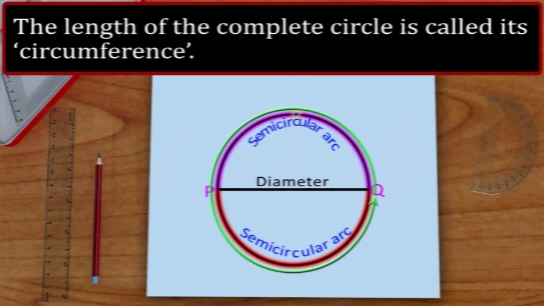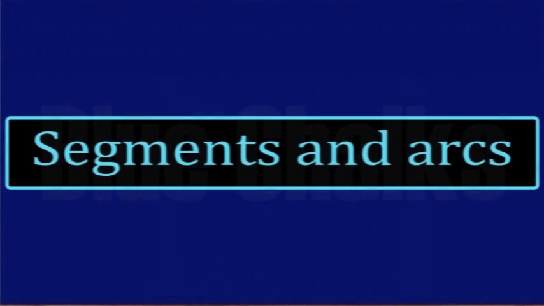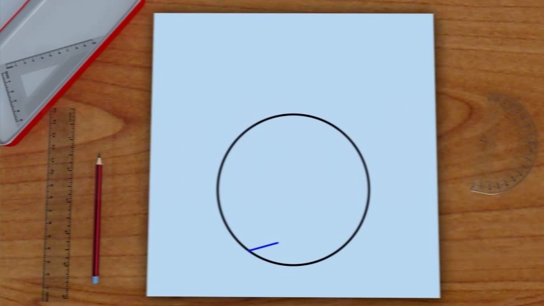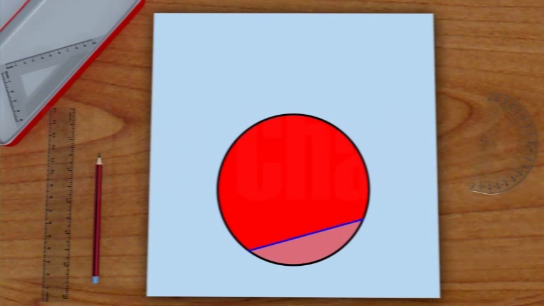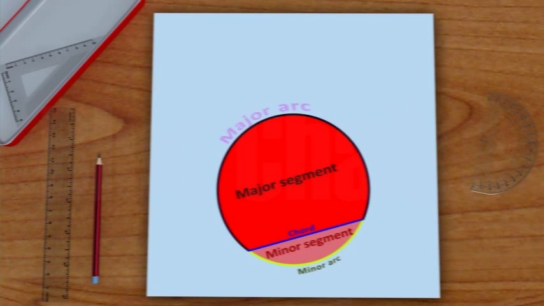The length of the complete circle is called its circumference. Segments and arcs. When a chord divides a circle into segments, it produces a minor segment and a major segment. It also divides the circumference into a minor arc and a major arc.